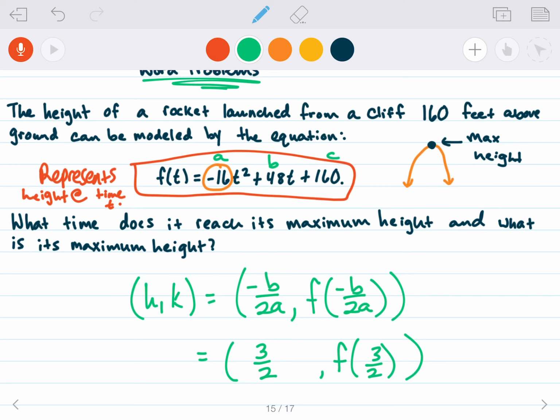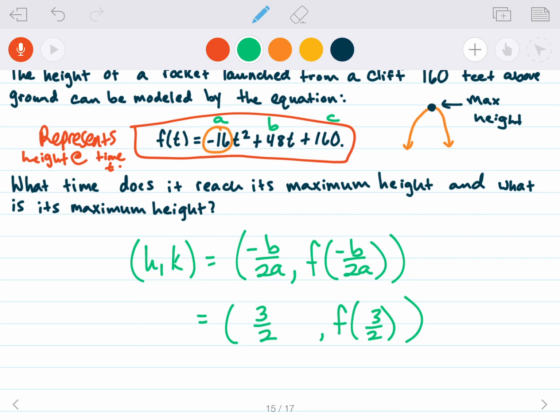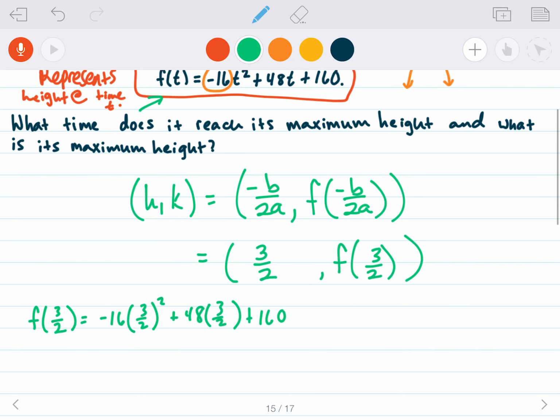Now let's figure out what f of 3 over 2 is. We just plug in 3 over 2 for our input variable in our boxed equation. So f of 3 over 2 is negative 16 times 3 over 2 squared plus 48 times 3 over 2 plus 160. That's negative 16 times 9 over 4, since 3 over 2 times 3 over 2 is 9 over 4. For 48 over 1 times 3 over 2, I can cross simplify: half of 48 is 24, and 24 times 3 gives us 72. So this is plus 72 plus 160.